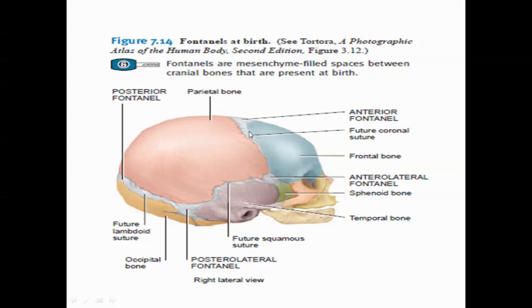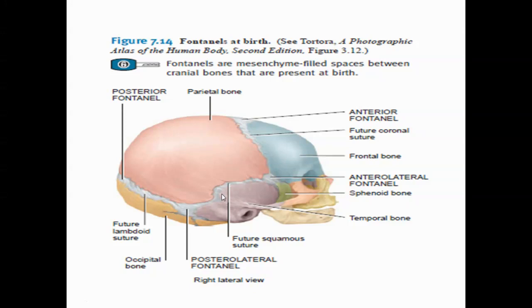So you can see the fontanelle here. This is the anterior fontanelle. In the future it becomes the coronal suture. They will join together and form the coronal suture. So these are the spaces between the parietal bone and the frontal bone. Again, you can see the anterolateral fontanelle present here, connecting the sphenoid bone, the parietal bone, the frontal bone, and the temporal bone. So this suture, what you can see here, becomes the squamous suture in the future.